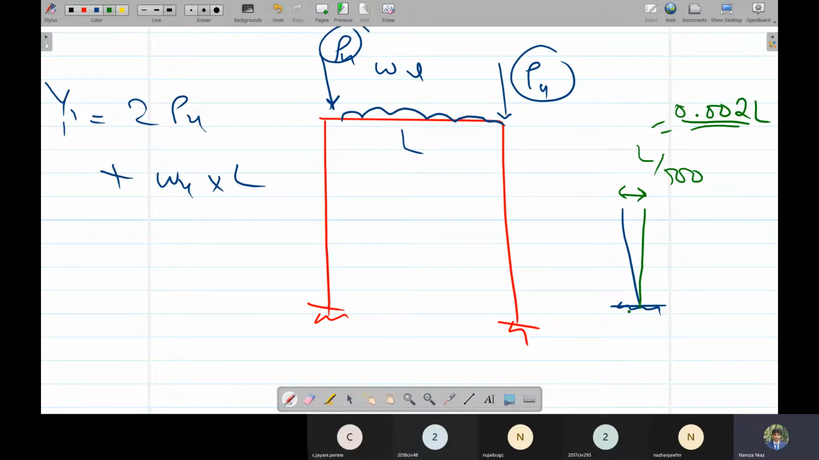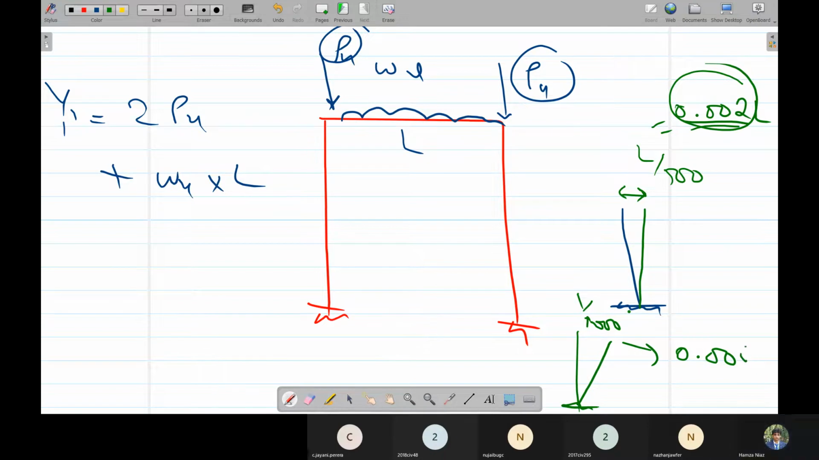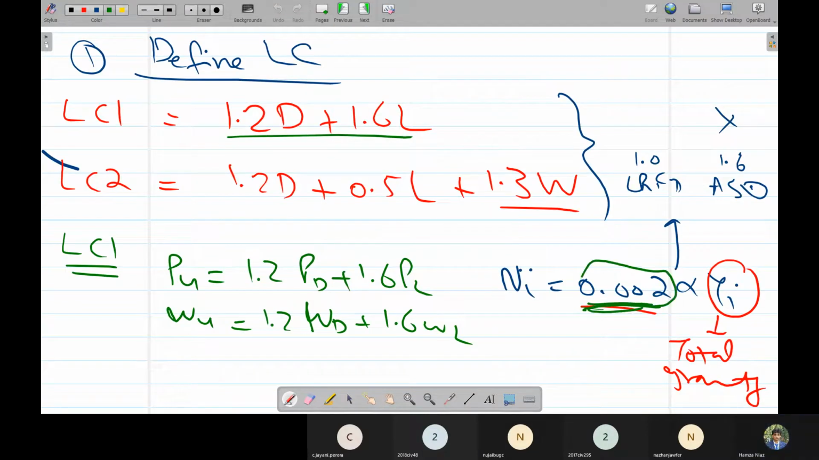If they are saying in the question that the column is deflected at 1 by 600 or 1 by 1000, then we are not going to use this 0.002. For example, if they say the column is deflected at 1 by 1000, then we are going to use 0.001. Whatever factor they give, we are going to use here. Okay, this will be notional load. This is for our load combination 1.